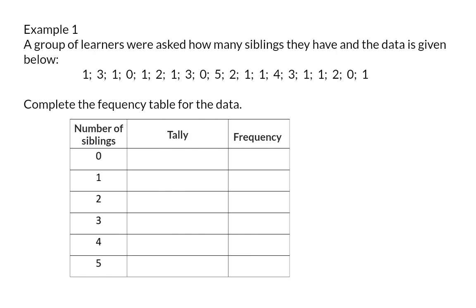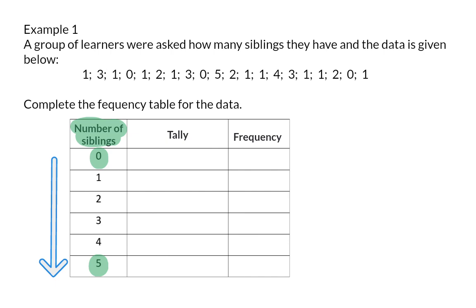Example 1. A group of learners were asked how many siblings they have, and the data is given below. Complete the frequency table for the data. This data has not been ordered yet, but as soon as we've completed the frequency table, it will automatically be ordered from smallest to biggest. The frequency table consists of 3 columns. The first is the number of siblings, which indicates the different data values, from our smallest value of 0 siblings to our biggest value of 5.